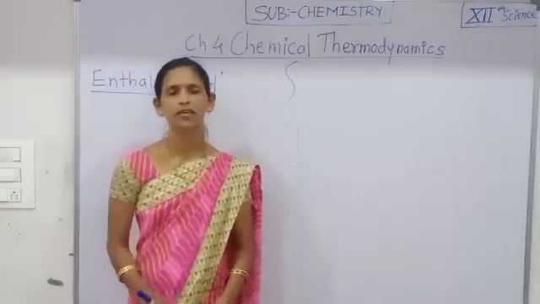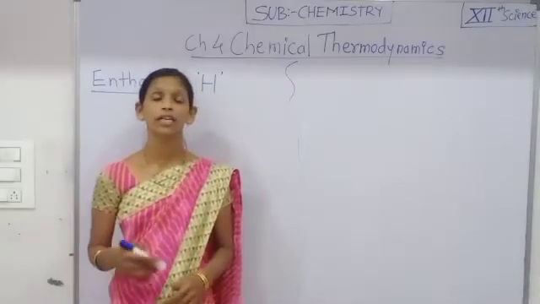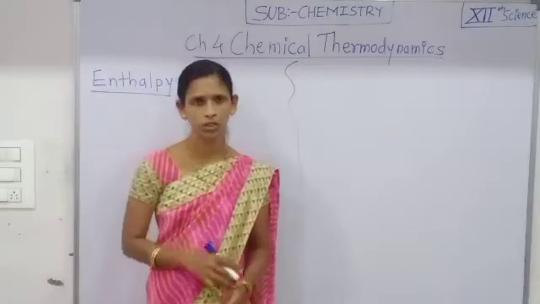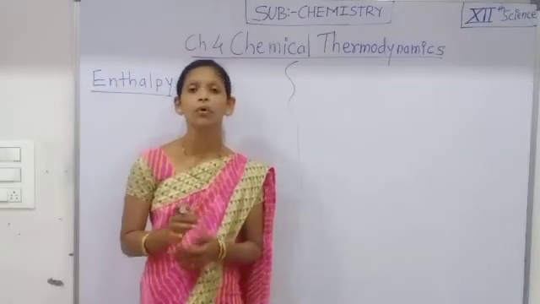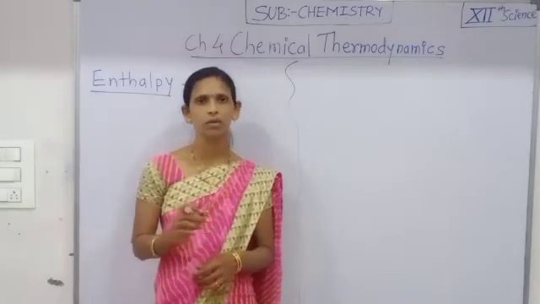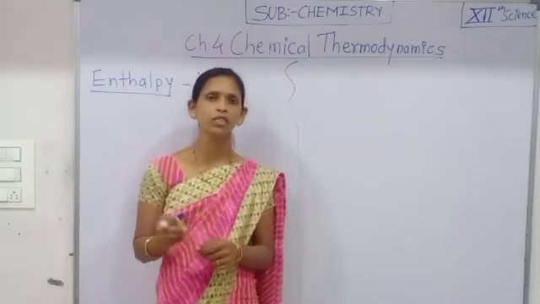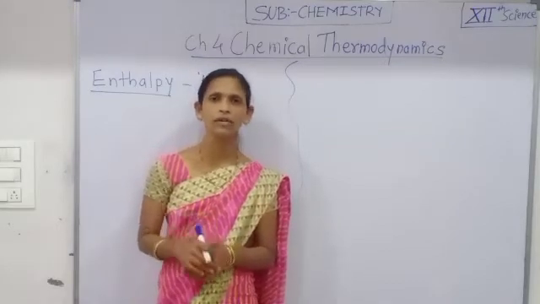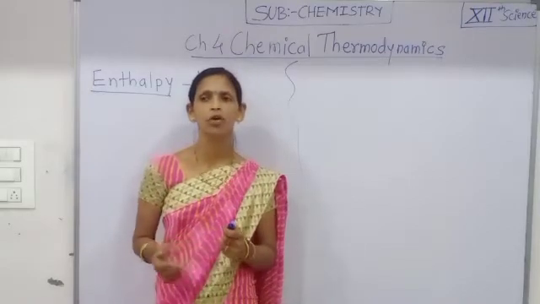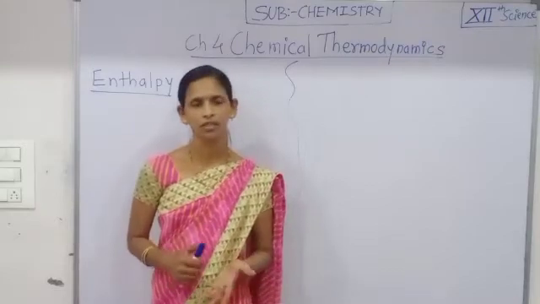Hello students, in the previous lecture we studied the different types of work done that take place in different types of processes. That is, PV type of work done takes place in an isothermal irreversible process, and maximum work done takes place in an isothermal and reversible process. And the derivation for Wmax we have already studied in the previous lecture.